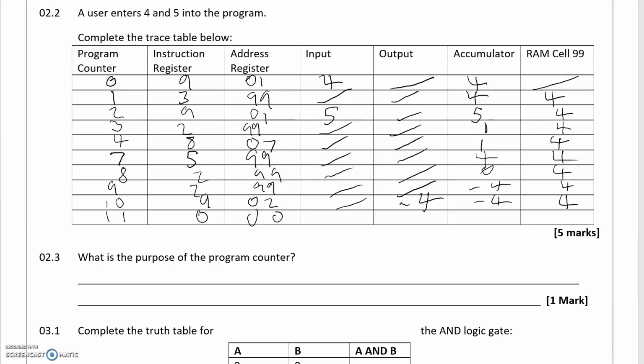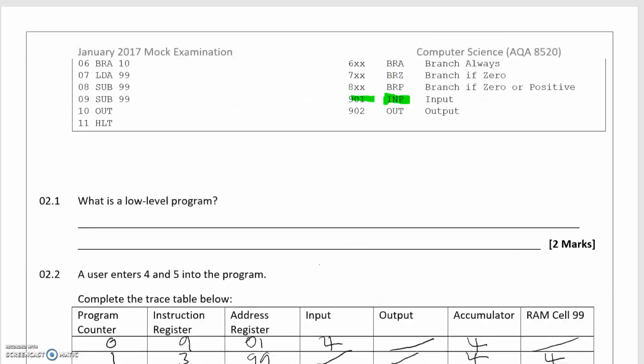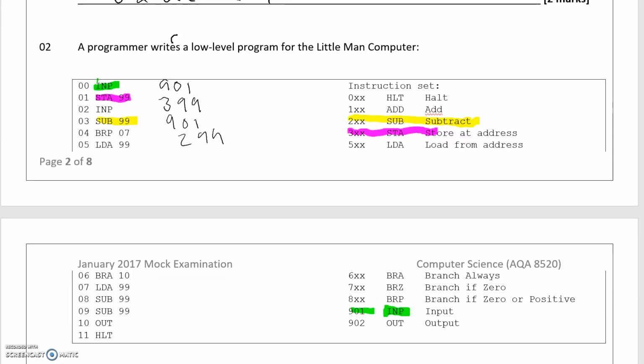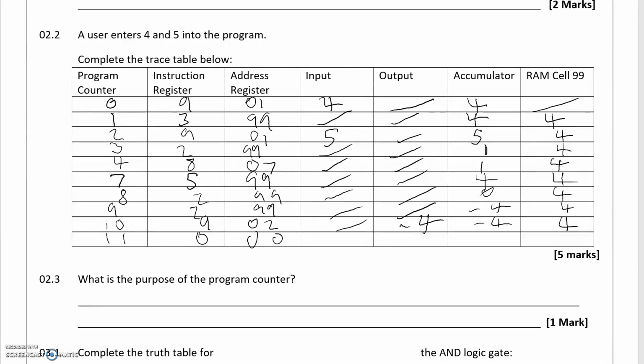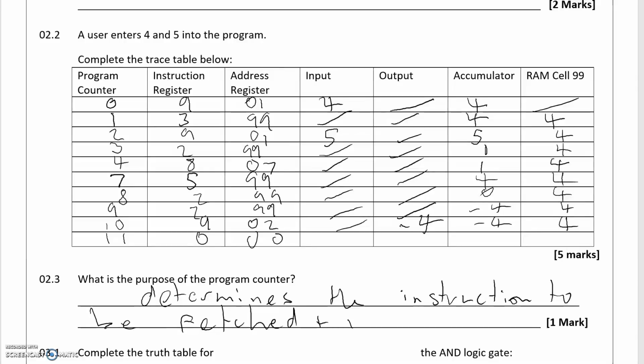Last thing, we've seen from this that the purpose of the program counter is to keep track of which instruction needs to be run next. So we've got instruction numbers down the side here, 0, 0, 1 all the way up, and the program counter tells us which one to run next, and hence the branch instruction manages to get us to jump. So the purpose of the program counter is it determines the instruction to be fetched and run next. There we are.